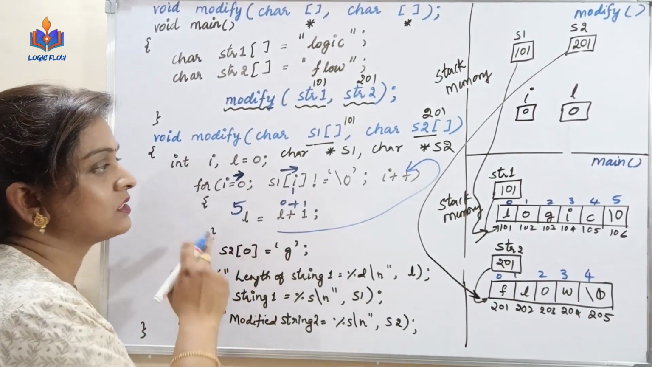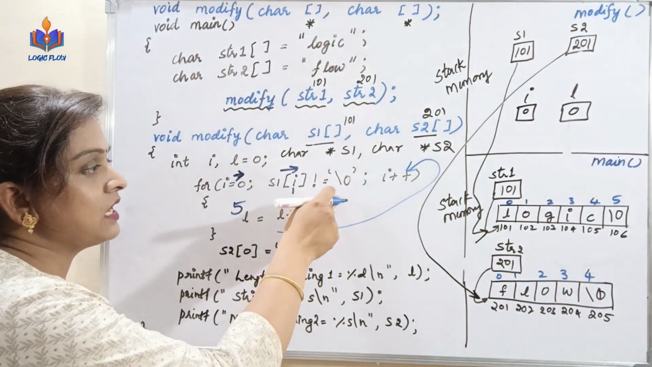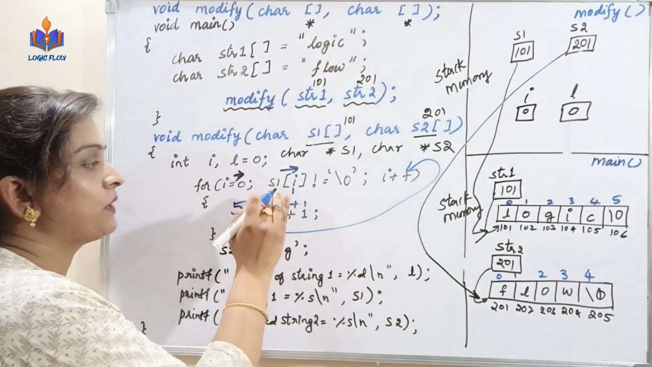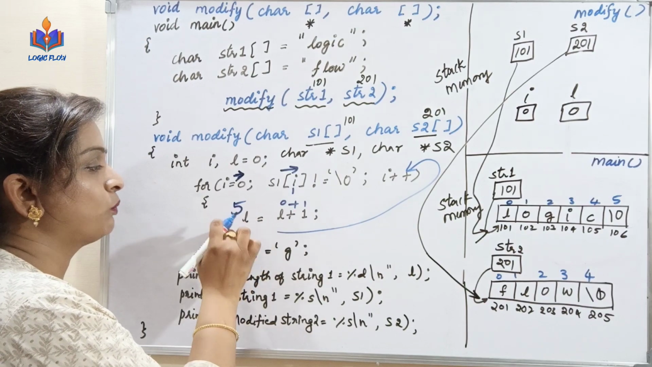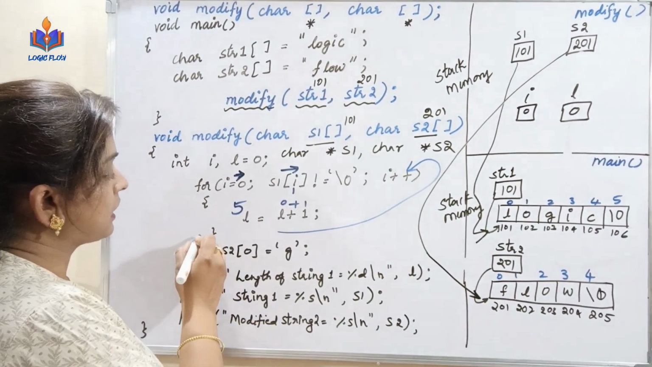I think this dry run you can do by yourself. So when it reaches the null character, the loop gets terminated and the length of the string will be computed. Then I'll come out of this loop.